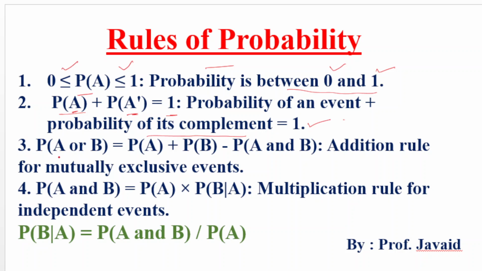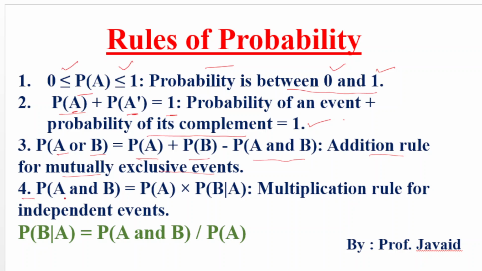Number 3: the probability of A or B is equal to the probability of A plus the probability of B, minus the probability of A and B. This is the addition rule; for mutually exclusive events the last term is zero. This is not the basic use in your course, but you have to learn it for your MCQs or some such questions.